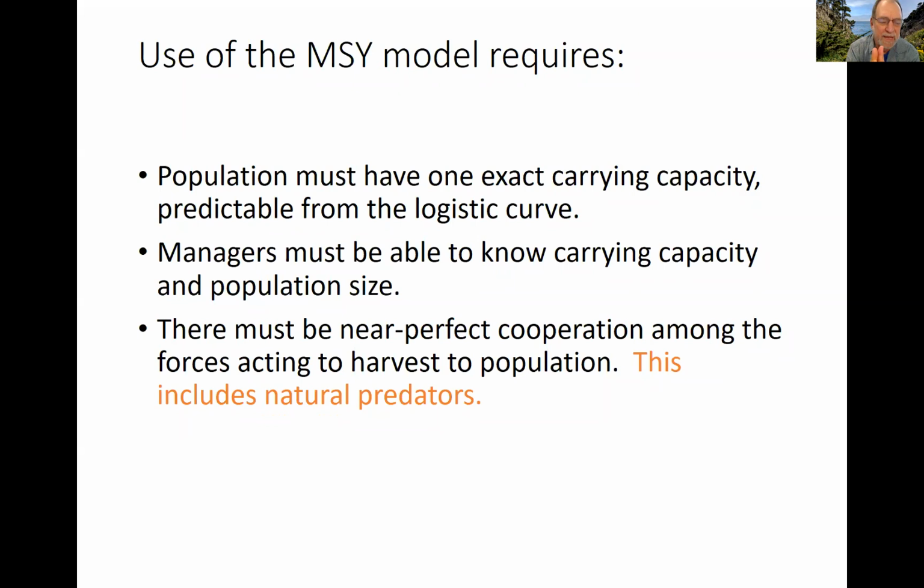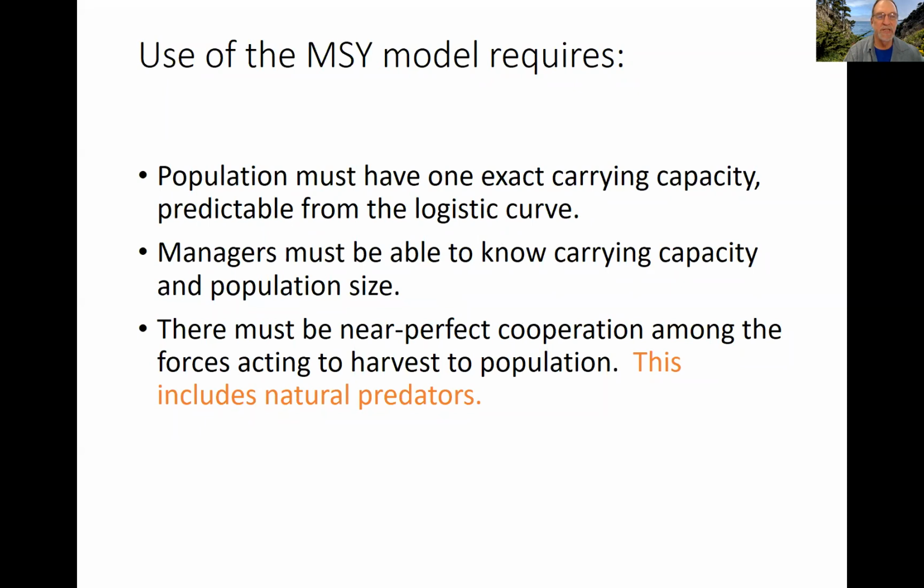Not understanding these climatic and natural variations in the population can lead you into some very unfortunate circumstances. The other assumption is that the managers are able to know what the carrying capacity is and what the population size is. Knowing what the population size is is just fine if you're rearing pigs in a pig farm. You can go out and count them. Very different when you have millions of individual fish living in the ocean and you can't see them. So there has to be good information about the size of the population that you're trying to harvest from.